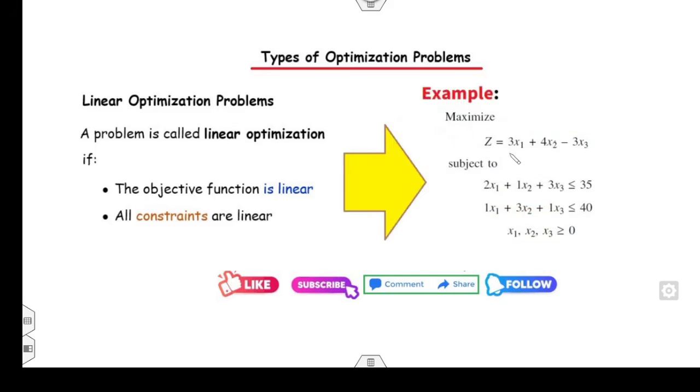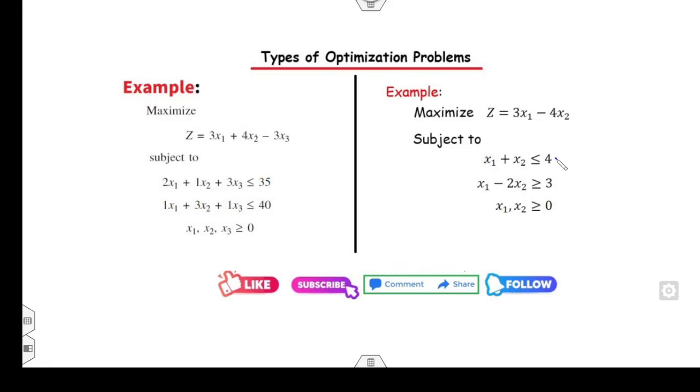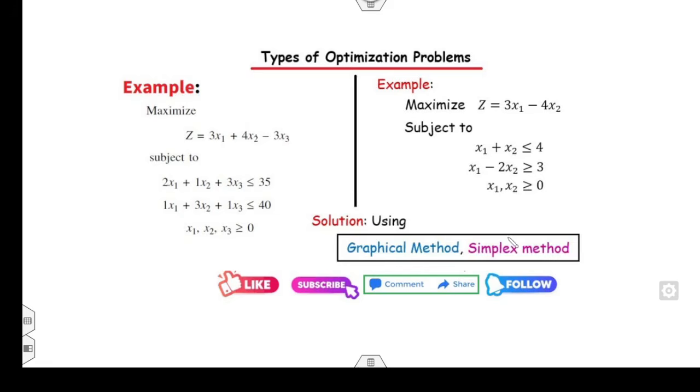These are simple examples. 3x1 plus 4x2 minus 3x3 is a linear function. Also you can see the constraints are linear. It is not necessary that all the constraints should be less than; some may be greater than, some less than, and some equalities. This is example number 2. And how you can solve these two examples, you all know in your 10+2 standard class. Fine, you have already solved the problem with the help of the graphical method. And in this lecture series, we will also learn how you can solve this problem with the help of the simplex method.